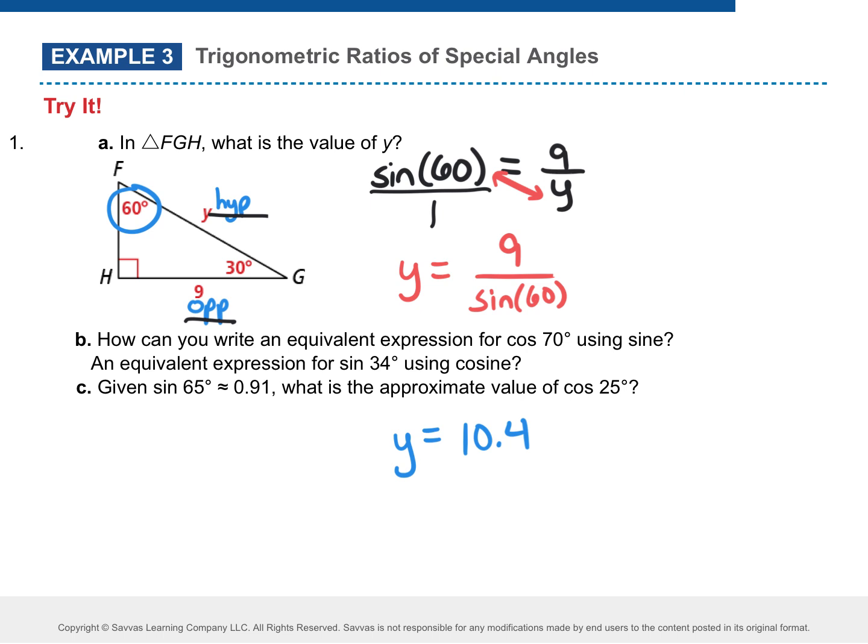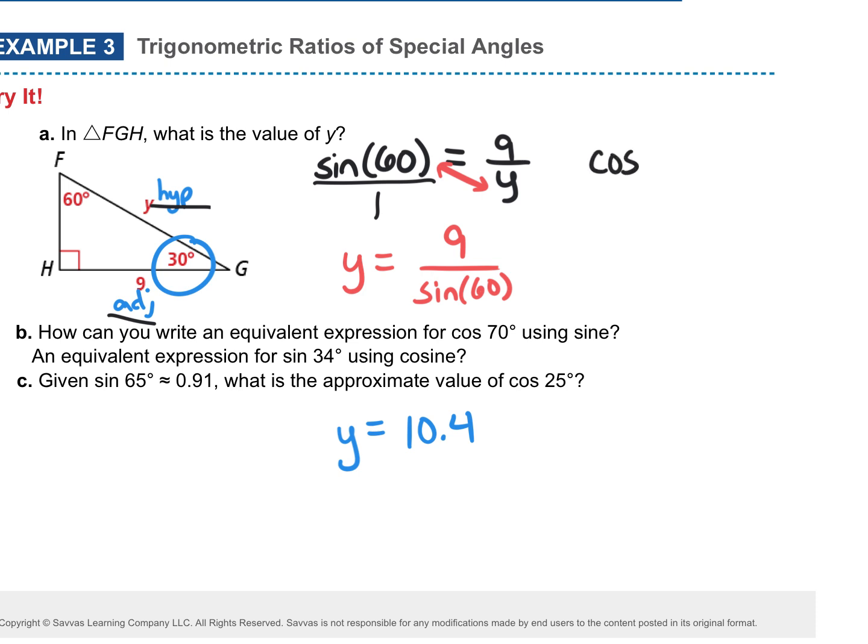Actually, before I do that, if I change my reference angle to 30, do my sides change? Which one stays the same? Start there. Hypotenuse is always going to stay the same. Okay, so opposite is going to switch. So if I change my reference angle to 30, okay, what is 9 in regards to 30? That's the adjacent side. So which function uses adjacent and hypotenuse? Cosine. So we're going to pick cosine. So cosine of, what's my reference angle? 30 equals adjacent over hypotenuse.